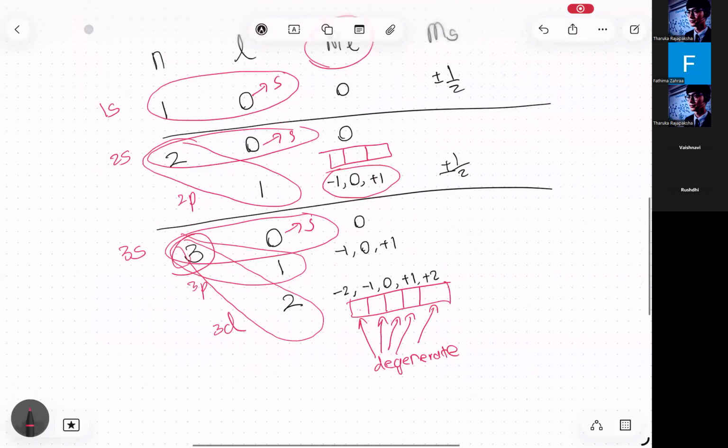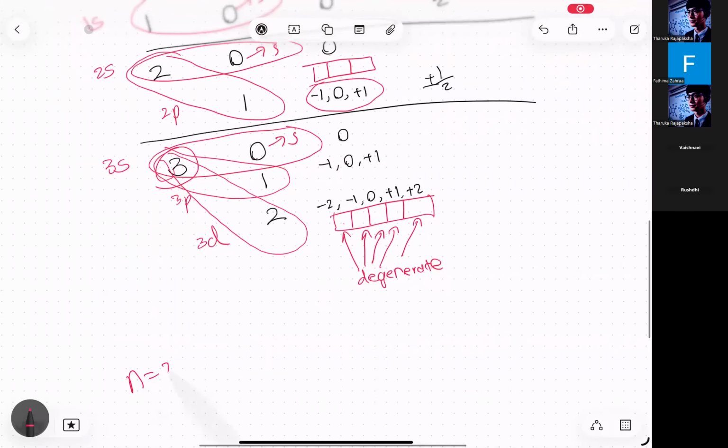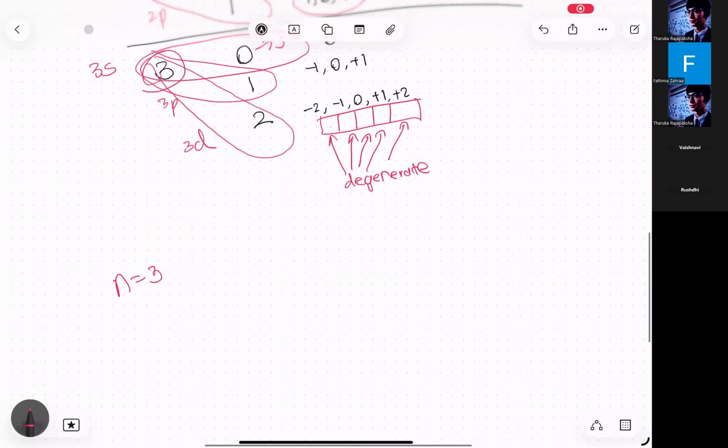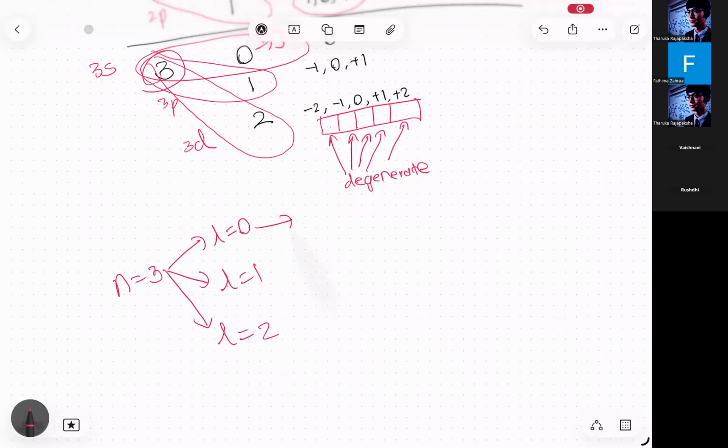Okay, now they're asking when n equals 3, m sub l can be 0 how many times? So l can be 0, l can be 1, l can be 2. Here m sub l can be 0, here m sub l can also be 0. It can also be minus 1, 0, and plus 1.